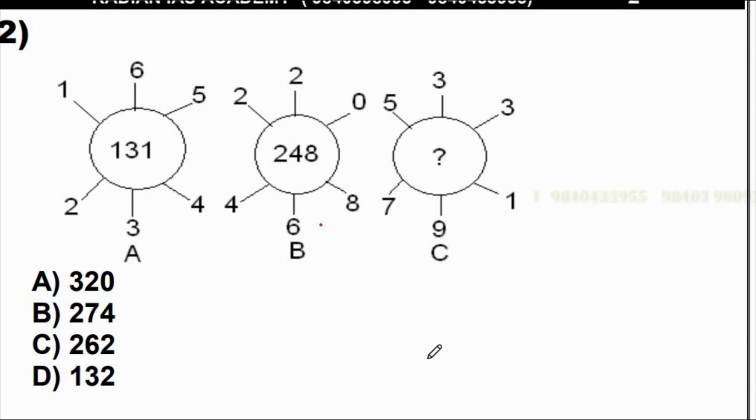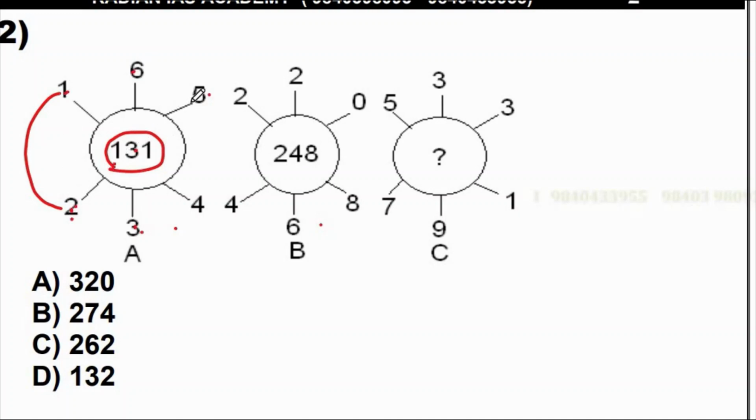So what is the answer for this question? The center number is 1. That means these numbers are related to 1, 6, 5, 2, 3, 4. We can see many questions of this type. This is 1, 3, 1. See the difference between 1 and 2. What is the difference between 1 and 2? The difference between 1 and 2 is 1.